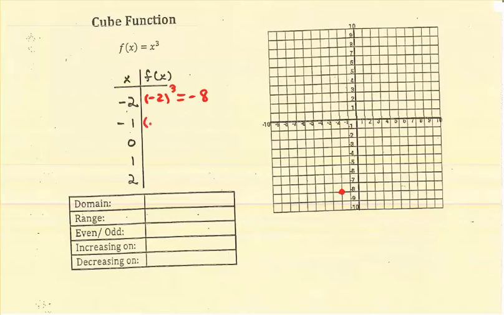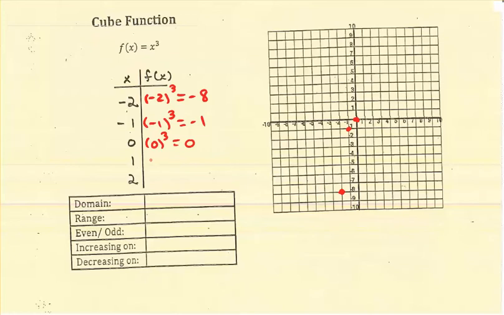Plugging -1 in, we'd have -1 cubed, giving us -1. And our second point to plot is -1, -1. Plugging 0 in, we have to take 0 and cube it, and we get 0. So this graph is another graph that goes through the origin.